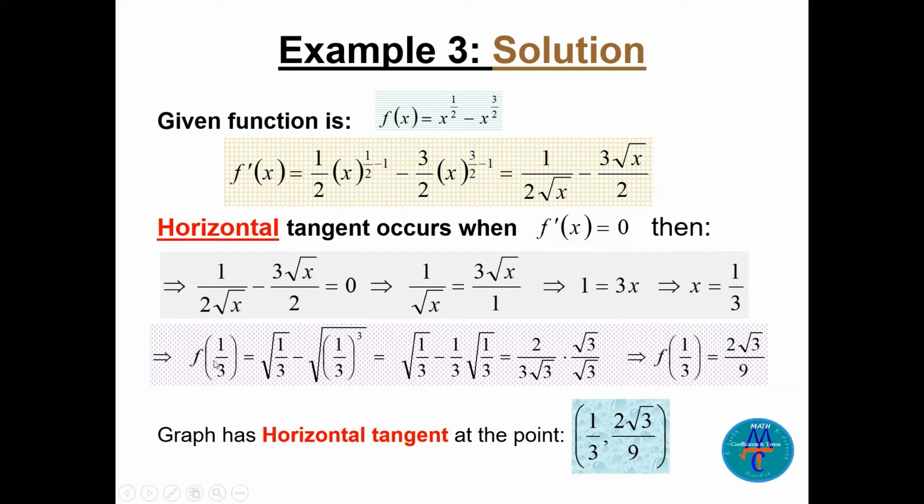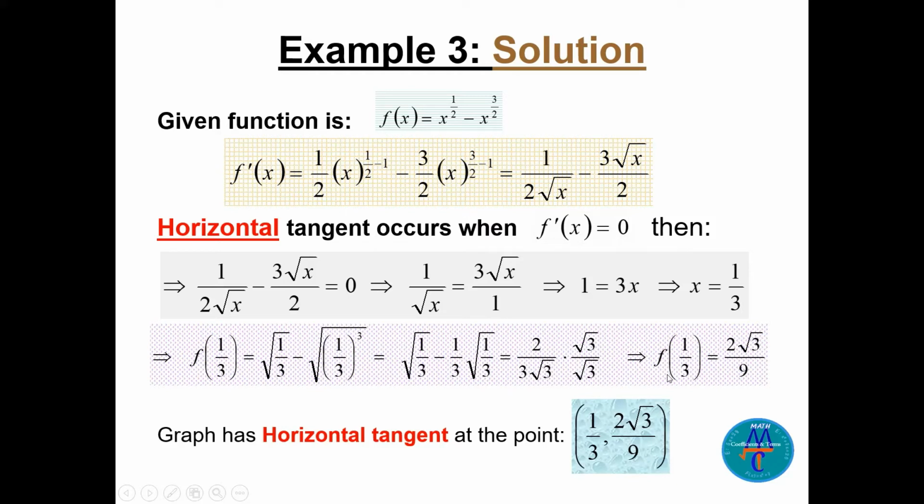So f of 1/3 is square root of 1/3 minus square root of 1/3 cubed, because this is square root of x cubed, remember, 3 over 2. Simplify that, take 1/3 out. So it will be 2 over 3 square root of 3. Take this one outside as a common factor, 1 minus 1 over 3, and then rationalize. So it will be 2 square root of 3 over 9.